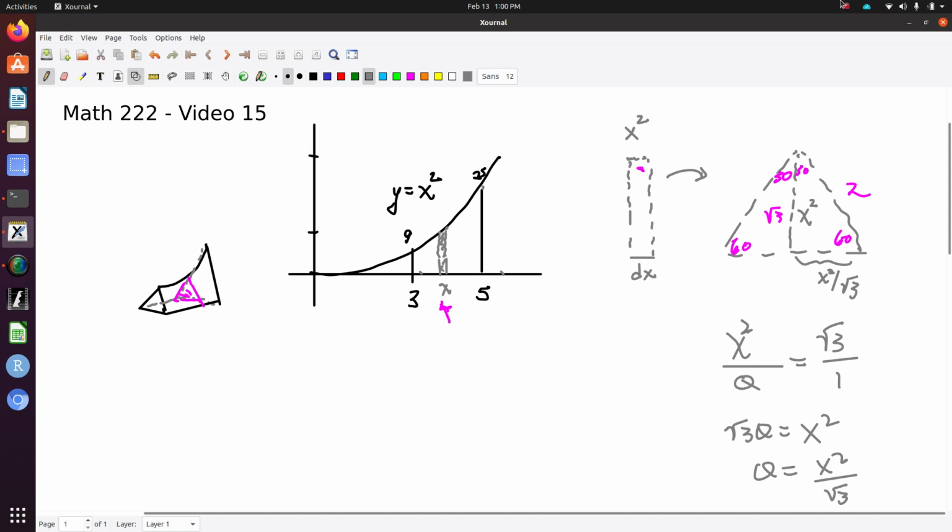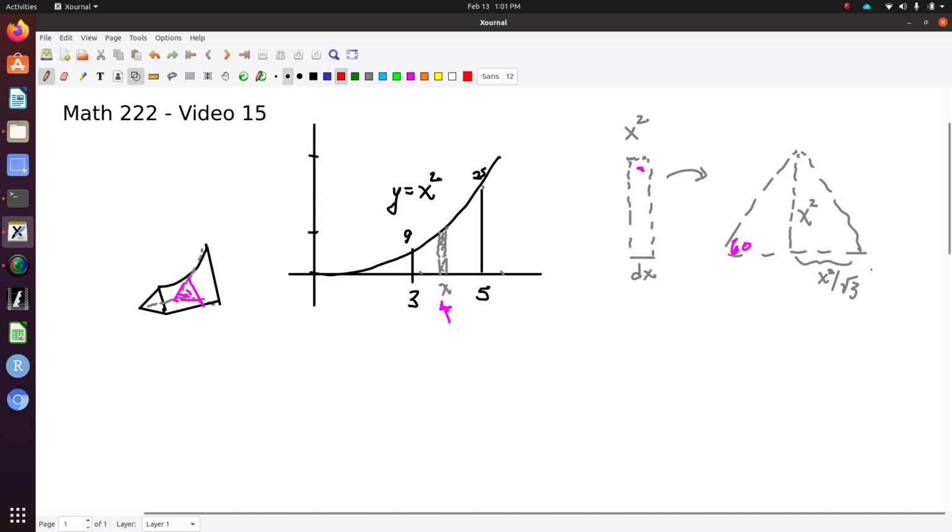I'm going to clean this up a bit because I want to talk about the area. What is the area of this triangle? It's 1/2 base times height. So we already have 1/2 base times the height. So the area of this thing is going to be x to the 4th over square root of 3. Okay, so that's the area for each little x slab, and then the volume we get from the dx.